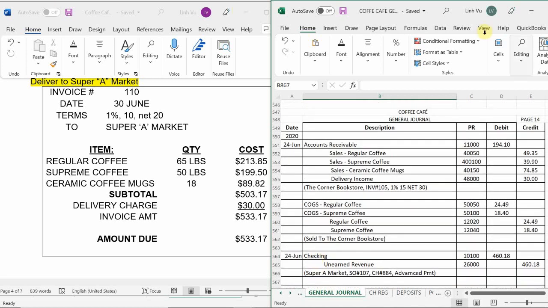Okay, here we go. Accounts receivable, right? Sales, regular coffee, Supreme coffee, ceramic coffee mugs, and delivery income.